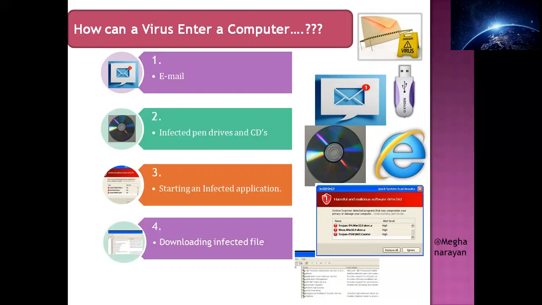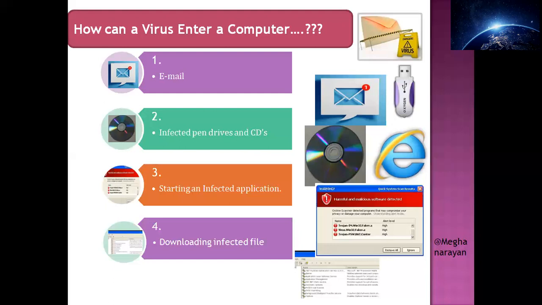Let's revise it again in the words like, how can a virus enter a computer? First one was email. Second is infected pen drive and CDs. Third is starting an infected application. And the last one is downloading infected file. So these were the four measures, or you can say the four routes via which virus can enter a computer.